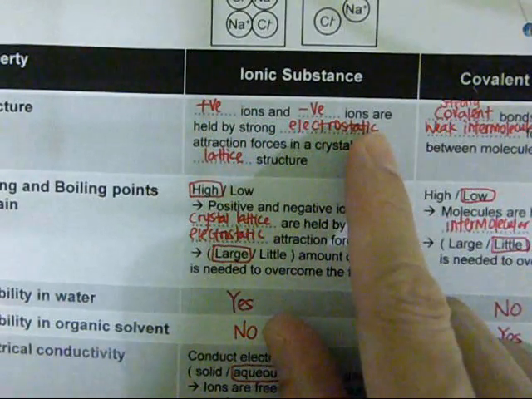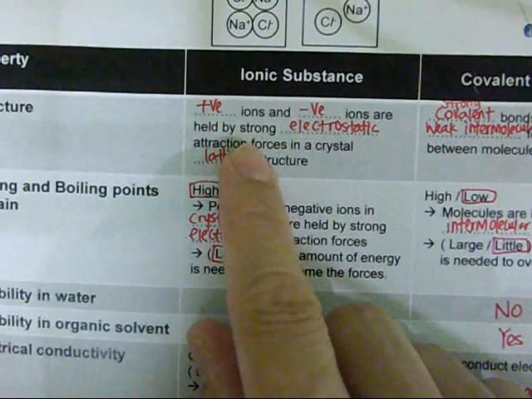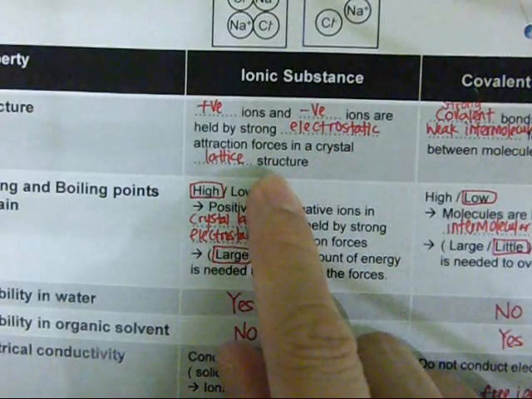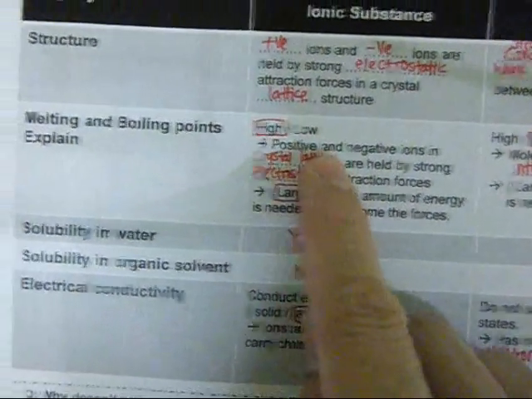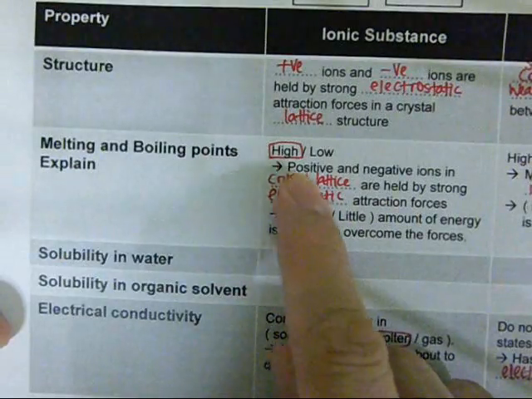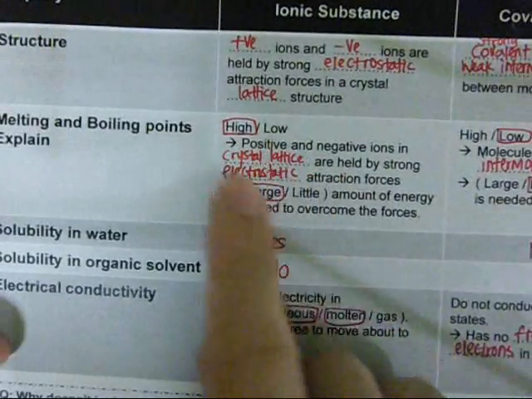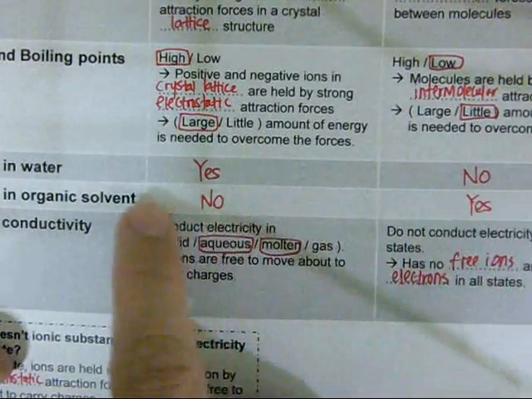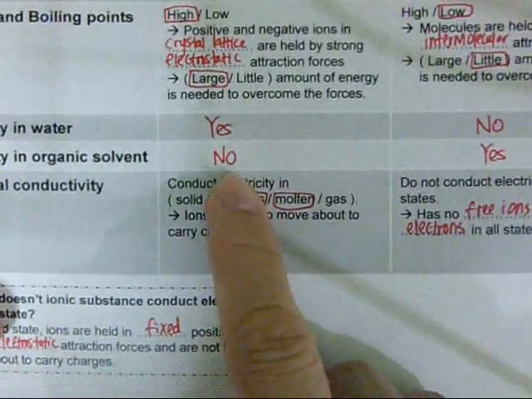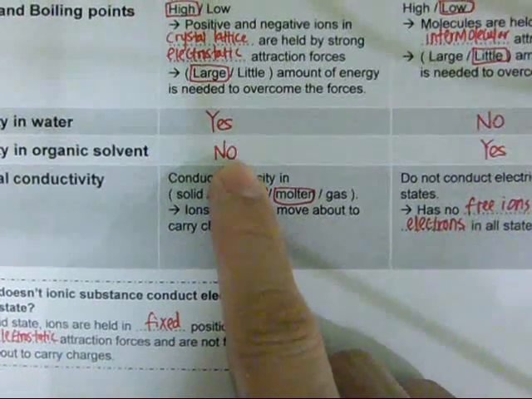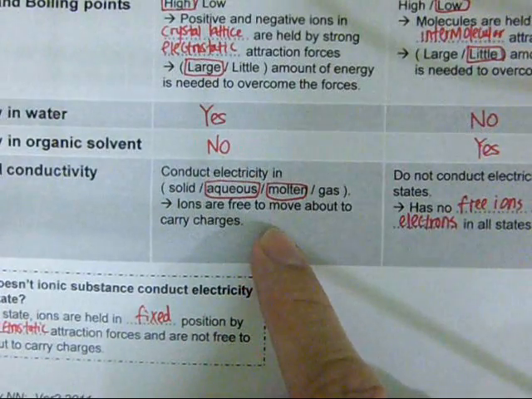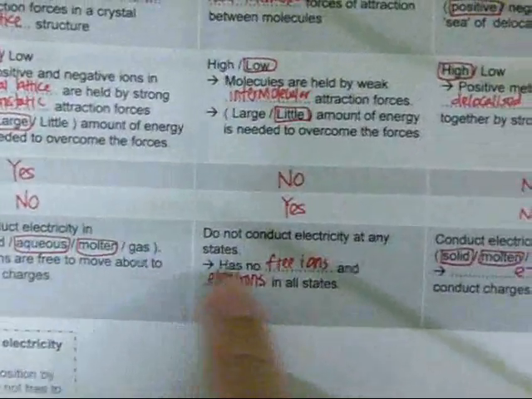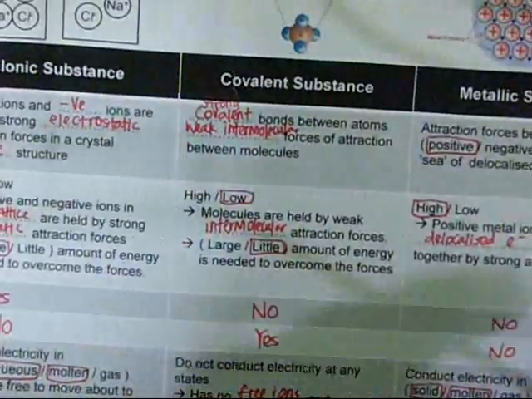That means in an ionic compound, there are positive and negative ions held by strong electrostatic forces of attraction in a crystal lattice structure. And then this one would be to explain why an ionic compound has high melting and boiling point. And then whether or not the different substances are soluble in water or insoluble in water. Likewise for organic solvent. And also they explain why certain substances conduct electricity in certain states. So this entire table you must memorize by heart.